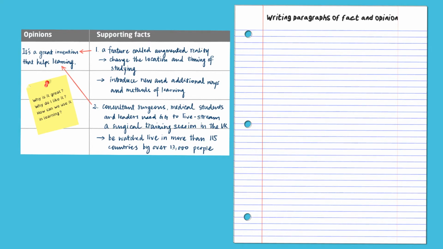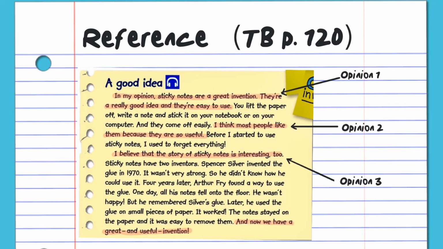Now I'm going to demonstrate how to write a paragraph of fact and opinion by using the information that I stated in the table. But first of all, I would like you to refer to the writing model again. Look at the writing model that we read last time.